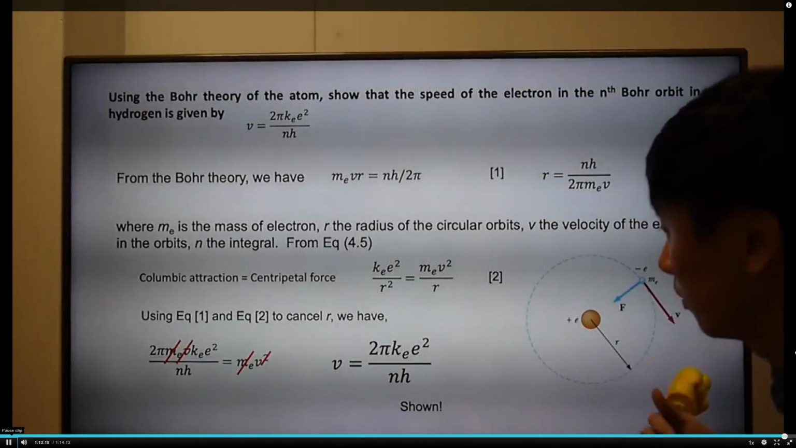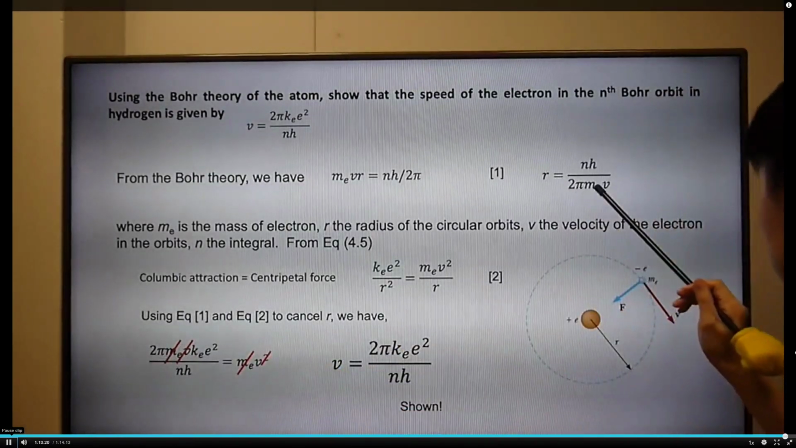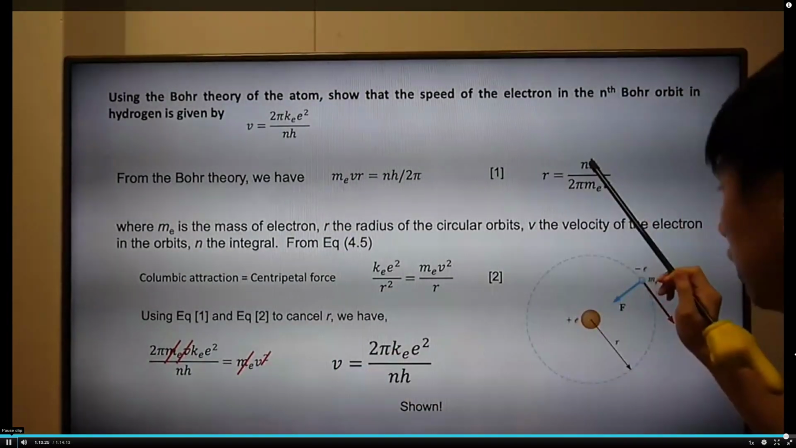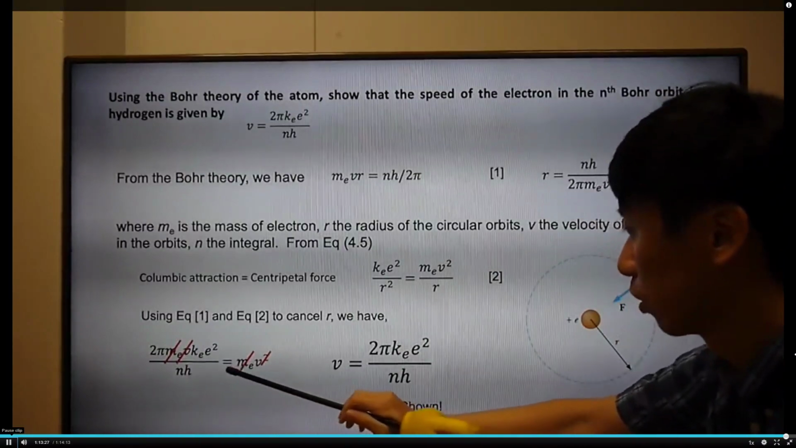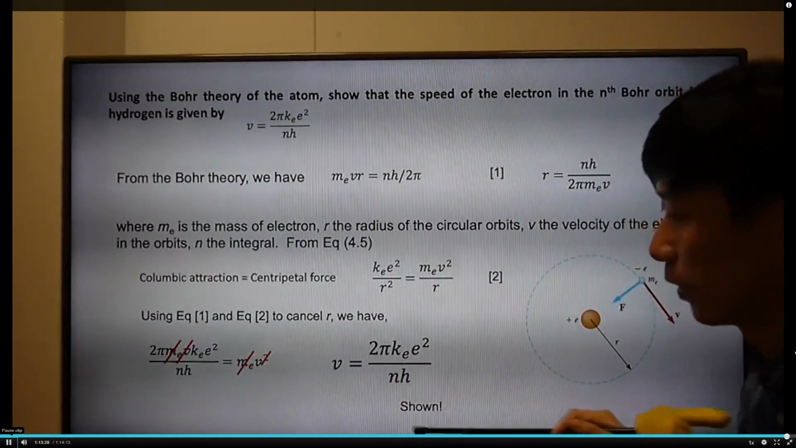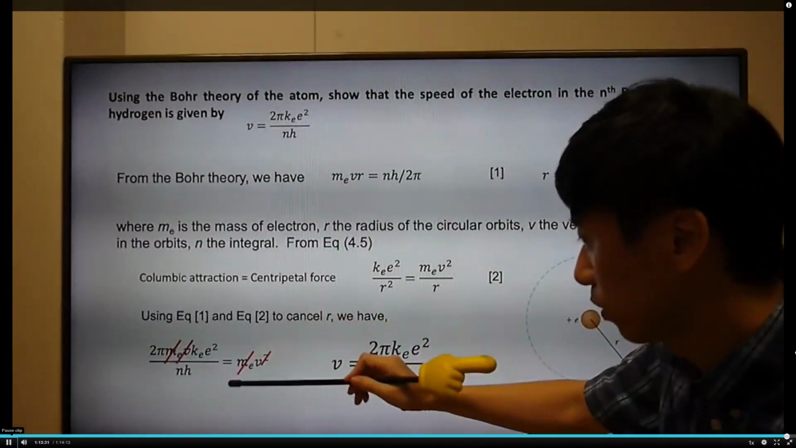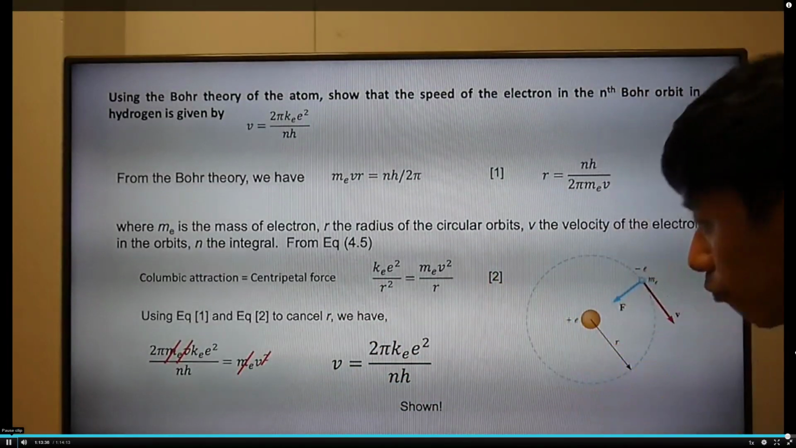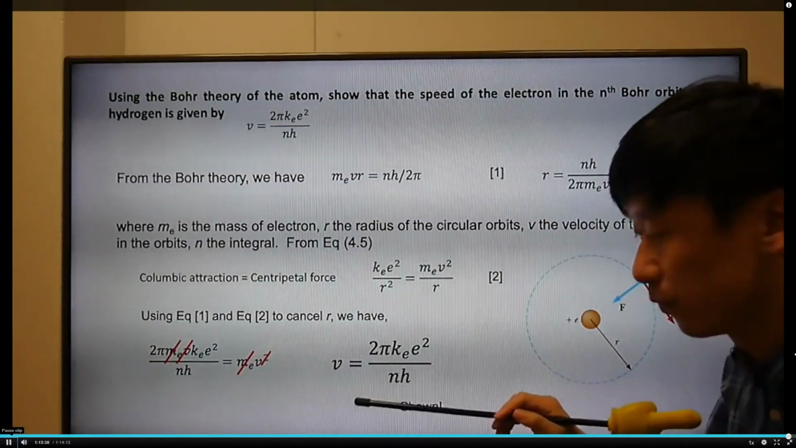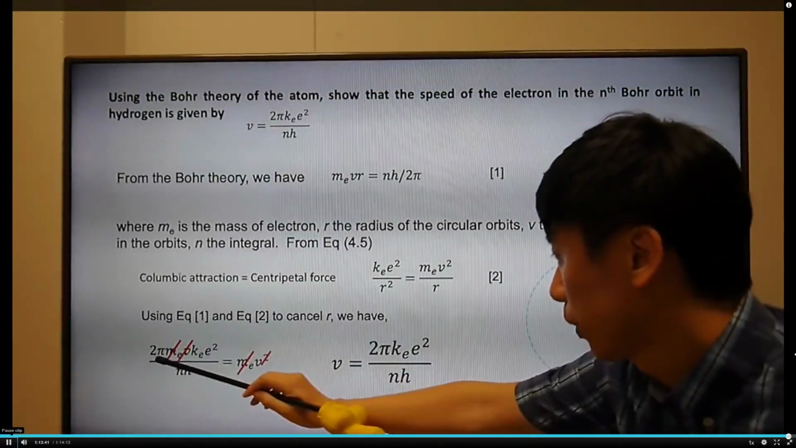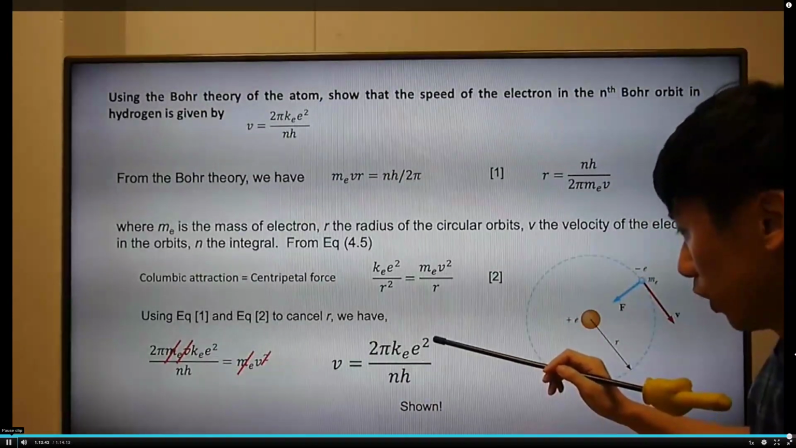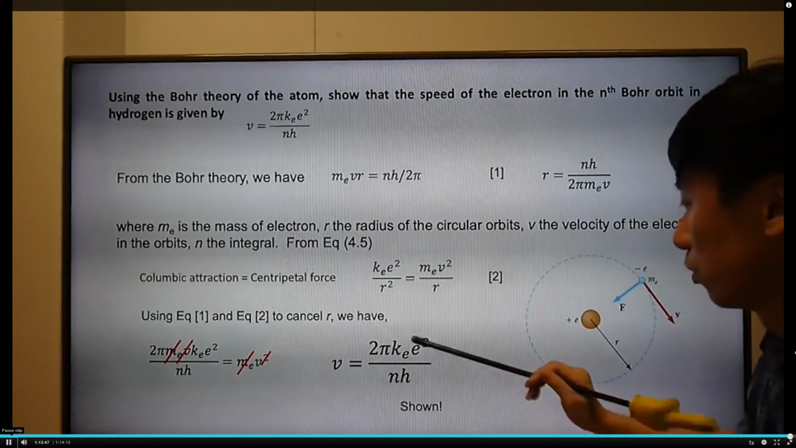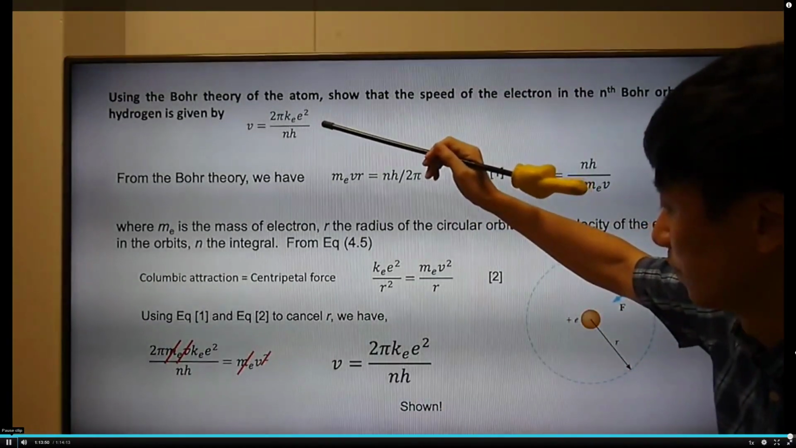Then you're going to have 2 pi m v ke squared over nh equals mv squared. Then the mass of the electron is cancelled out. The v is cancelled out here. So eventually you can define v. v equals 2 pi ke squared divided by nh. So you derive this equation.